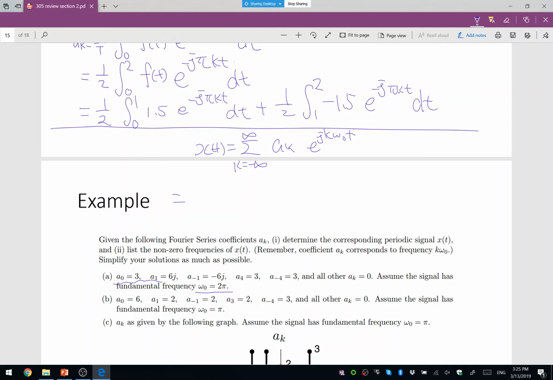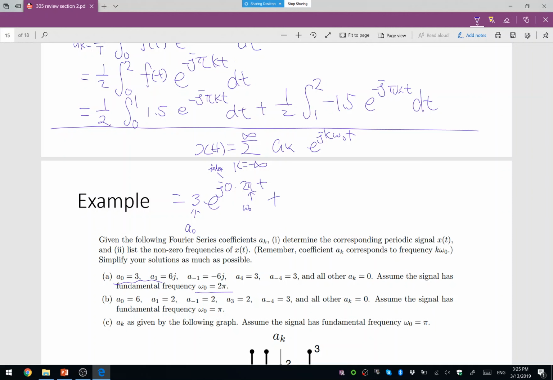So the first is a0. So a_k is 3. Here is a0 times e to the power of j, k here is 0, so 0, omega 0 t is 2 pi t. So again, this is a0. This 0 is the index here, and this 2 pi is the omega 0.